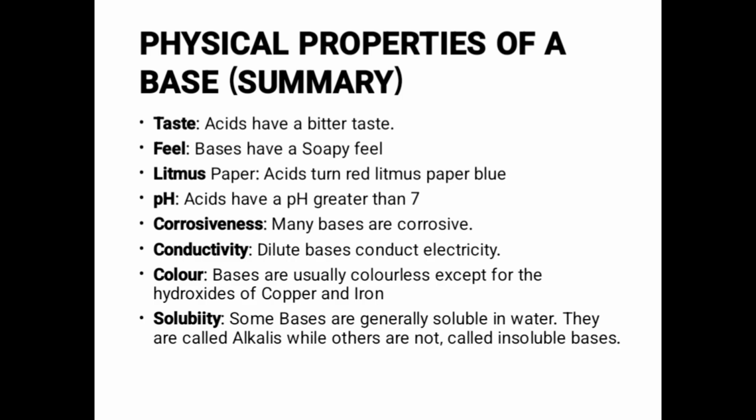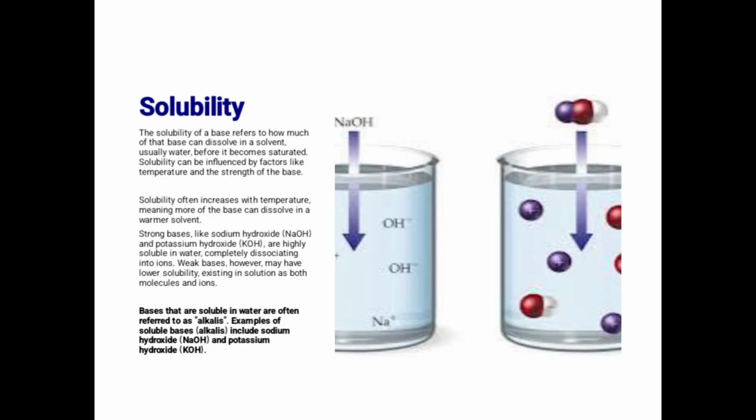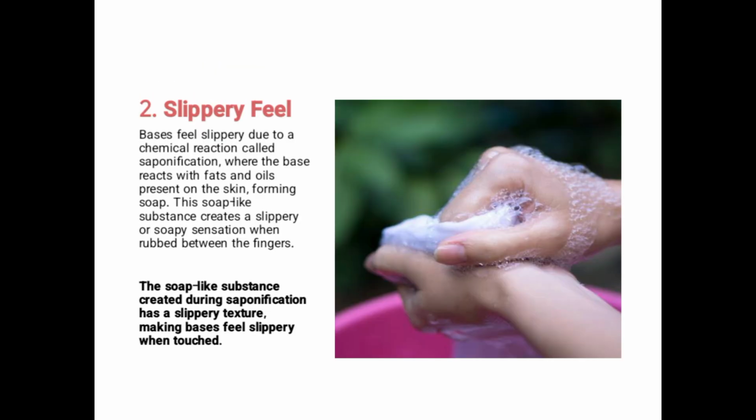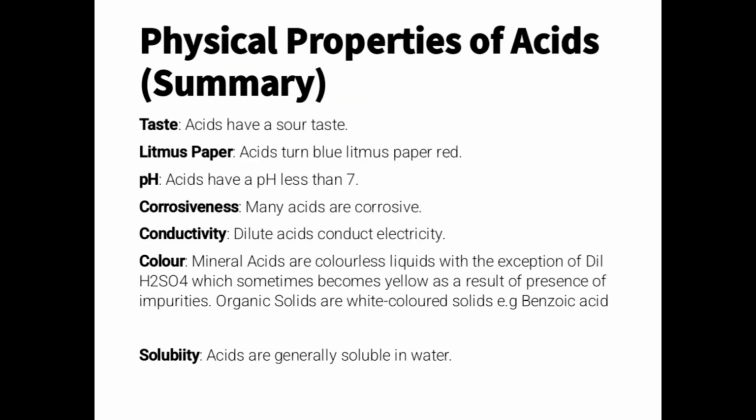We've looked at the physical properties of a base: the taste, feel, litmus, pH, corrosiveness, conductivity, color, and solubility. And then we have also looked at the acid: the taste, the action of litmus, the pH, corrosiveness, conductivity, color, and solubility. With this, I believe you have learned greatly about the physical and chemical properties of acids and bases.